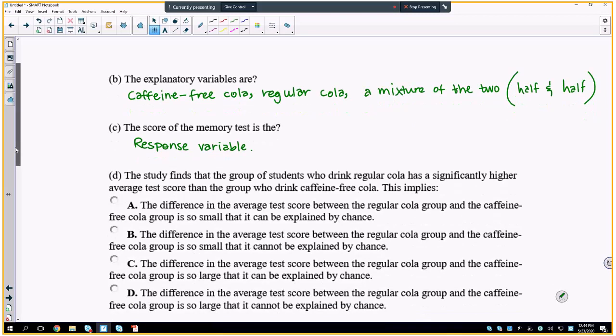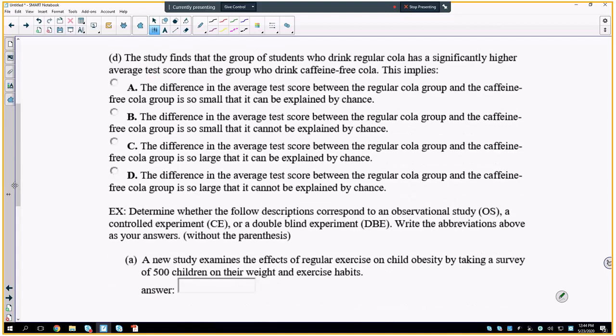Part D. The study finds that the group of students who drink regular cola has a significantly higher average test score than the group who drink caffeine-free. This implies A, the difference in the average test score between the regular cola group and the caffeine cola group is so small that it can be explained by chance. B, the difference in the average test score between the regular and the caffeine-free is so small it cannot be explained by chance. C, the difference is so large it can be explained by chance. D, the difference is so large it cannot be explained by chance.